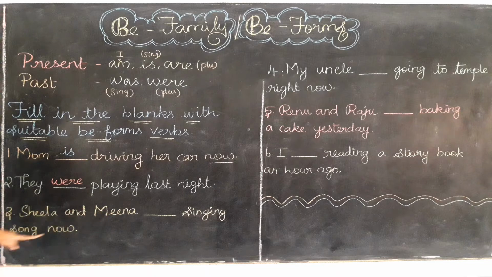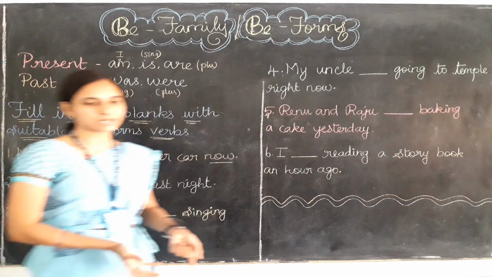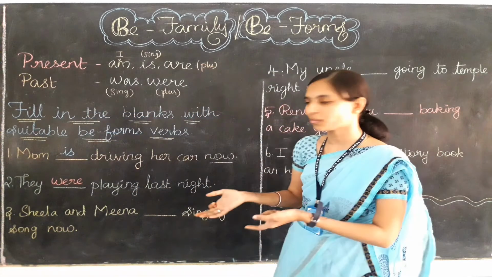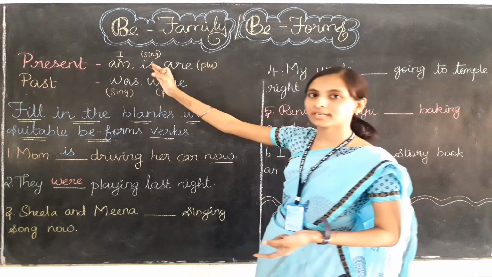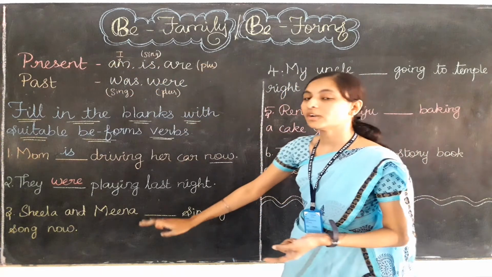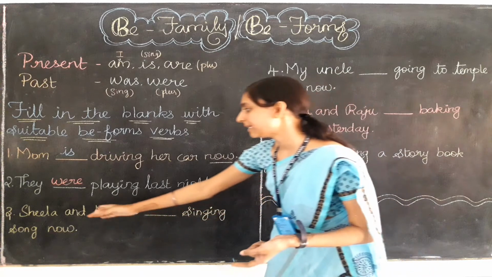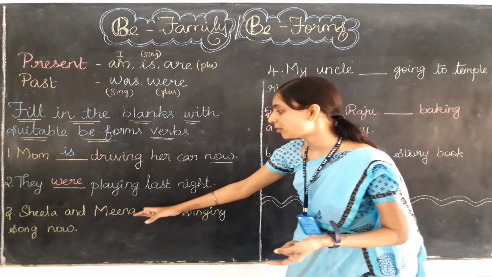Sheila and Meena dash singing song now. Here, now represents the present time only. Am I right? Now means we are talking about the present time, and then for the present we need to use am or is or are only. Okay. Now let's check out the subject. Here the subject is Sheila and also Meena.